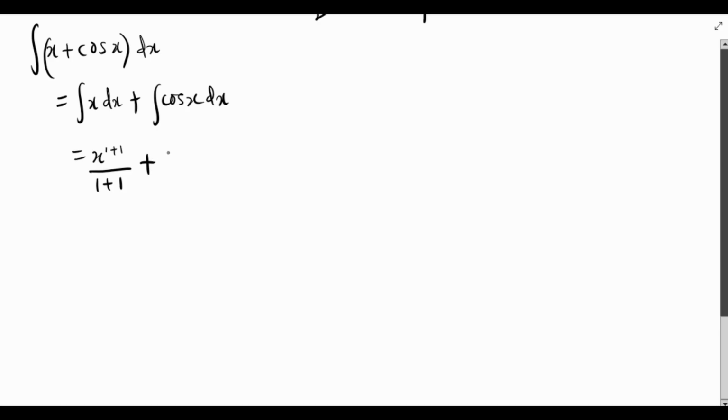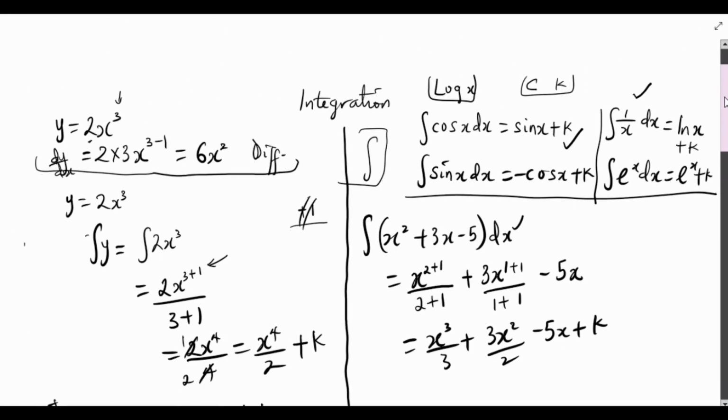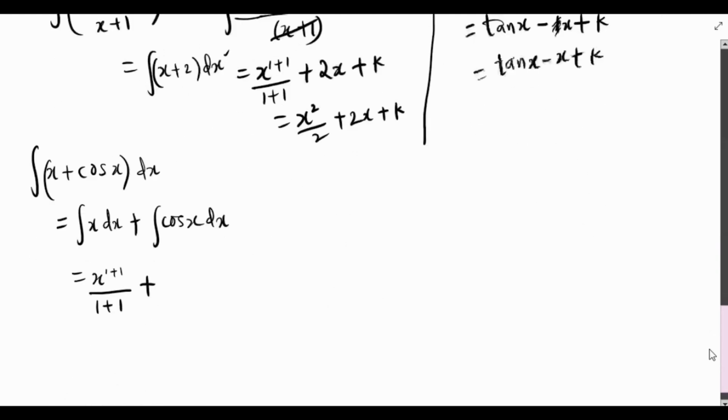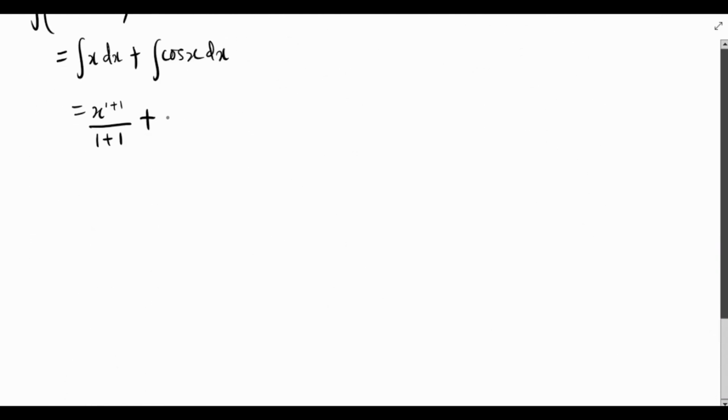If we integrate cos x, we said it's going to give us sin x. Let's check again. Definite integrals. Yeah, the integral of cos x is sin x plus k. So we integrate, and this is going to give us sin x plus constant k. So this is x to the power of 2 divided by 2 plus sin x plus k. Good. Now this is the answer.